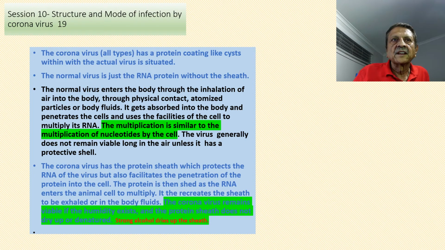It creates a sheath to be exhaled in the body, or in the body fluids. The coronavirus remains viable if the humidity exists and for some time. The protein sheath should not dry up or get denatured. Please note, ozonation can cause denaturation of the protein sheath, breakdown of the spike proteins, and render the coronavirus inactive.